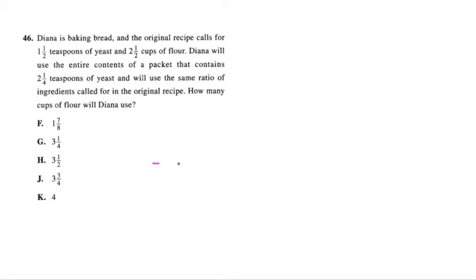What we want to do is set up a proportion. We'll have teaspoons of yeast in the numerator and cups of flour in the denominator. Same thing for this one over here. All we need to do is place each number in the appropriate spot. This is 1 1/2 teaspoons, makes 2 1/2 cups of flour. So if she uses 2 1/4 teaspoons of yeast, then how many cups of flour does she need to use? So you have this set up.